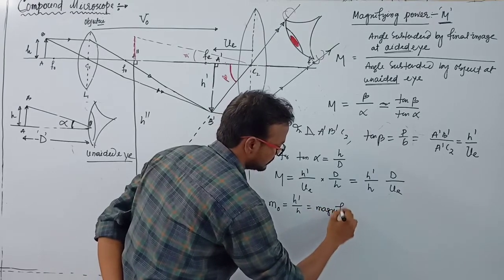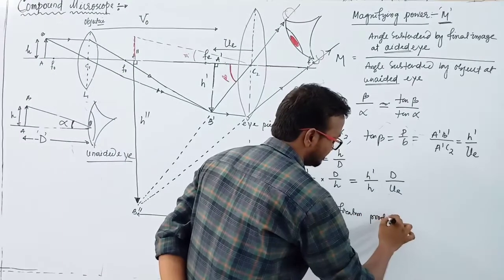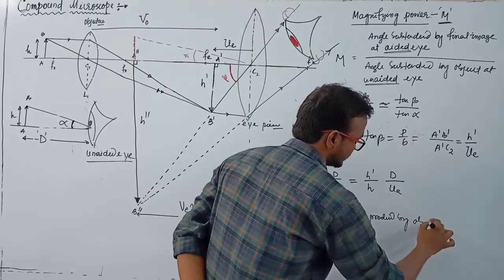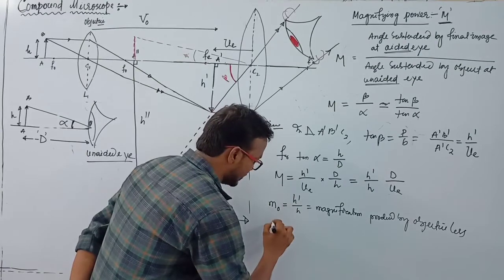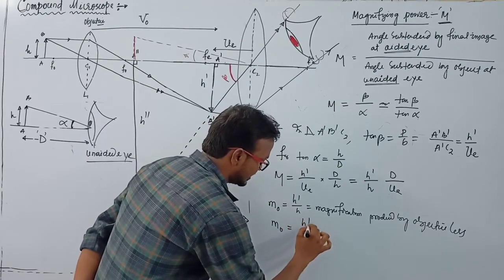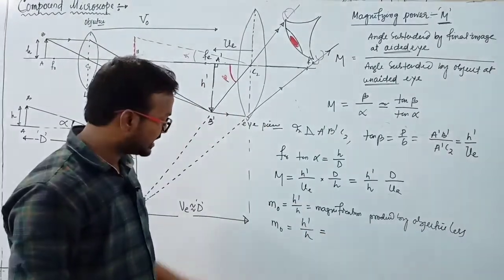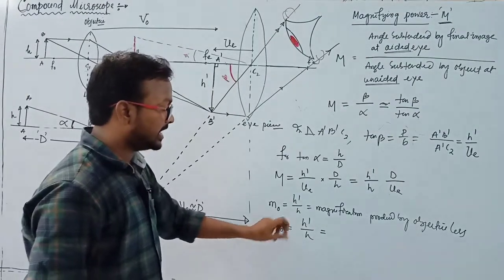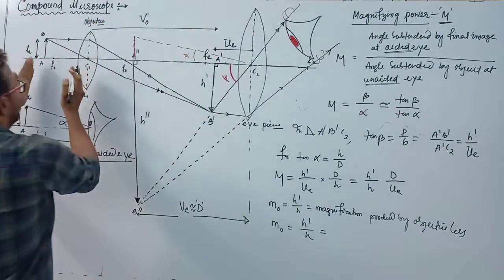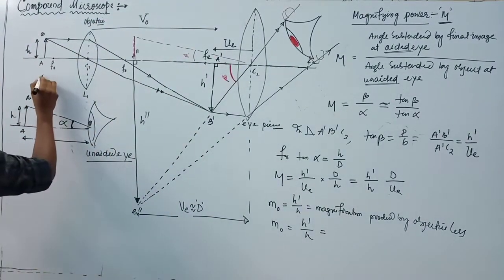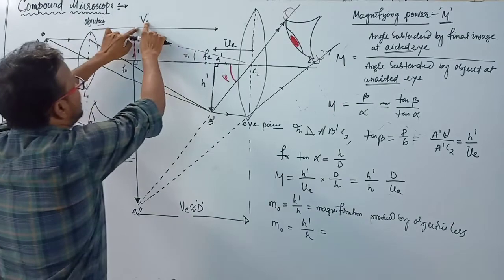that means magnification produced by the objective lens. Clear? So m naught equal to h dash by h, but magnification in case of a convex lens, which is positive, is v by u. V by u means image distance to the object distance. Clear? If you take this distance as the object distance, suppose that is u naught, and here the image distance is v naught for the objective lens.